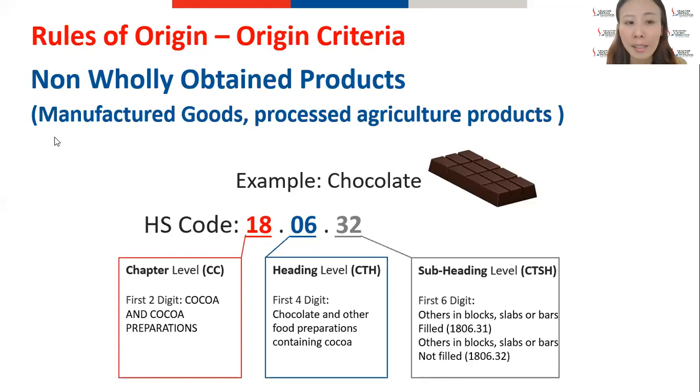The next 2 digits are the heading level, to identify grouping within that chapter. And the last 2 digits are termed the subheading, which describes even more specifically the product.